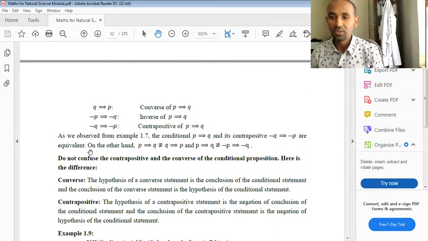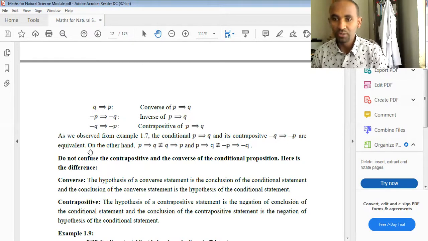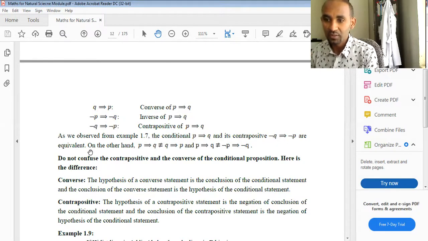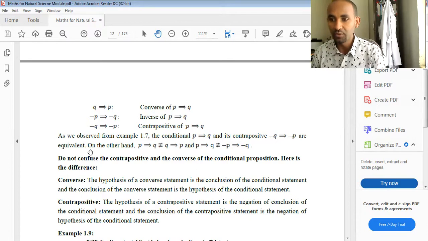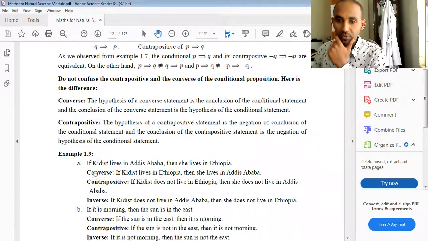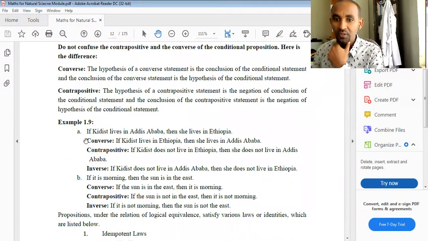That means P is a sufficient condition for Q. P implies Q means P is a sufficient condition for Q, right? So Q is a necessary condition for P. That means if not Q, then not P, okay? P implies Q means if not Q, then not P, okay? So, for example, you have examples here.